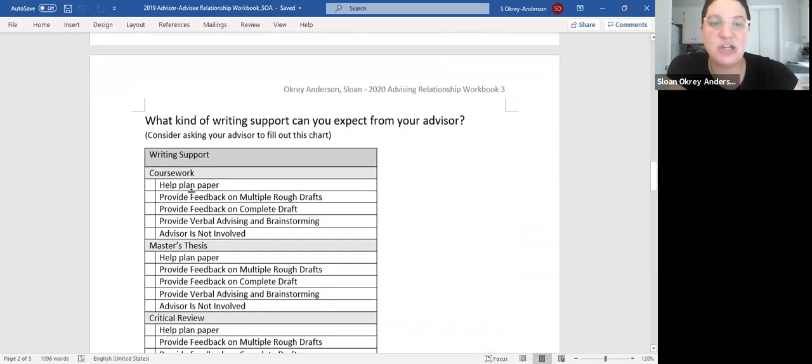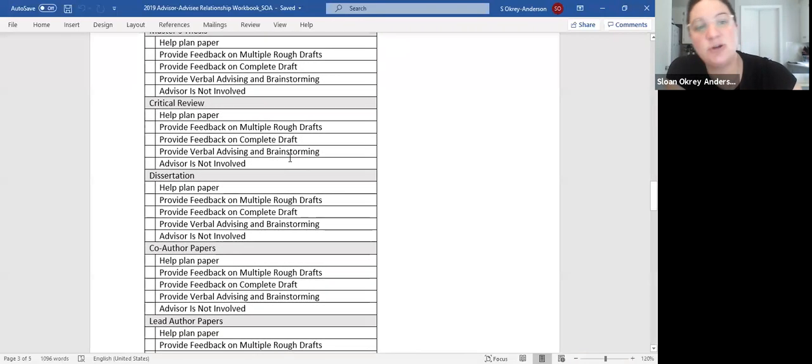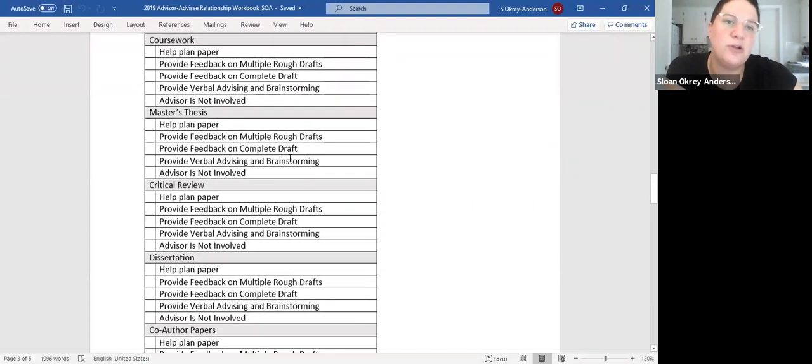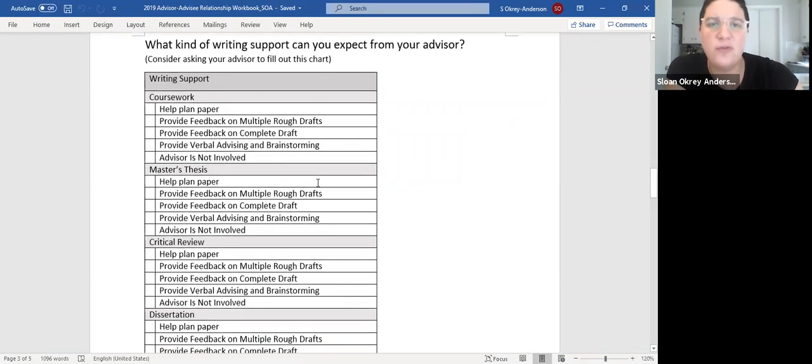The second page is looking at writing support and what type of support and to what extent you can expect from your advisor on each of these types of writing. So there's coursework, master's thesis, critical review. There's also other core pieces of writing that you could add to this list, like your dissertation proposal or your theory of change paper if you're a CFT student. So feel free to add more categories to this piece.